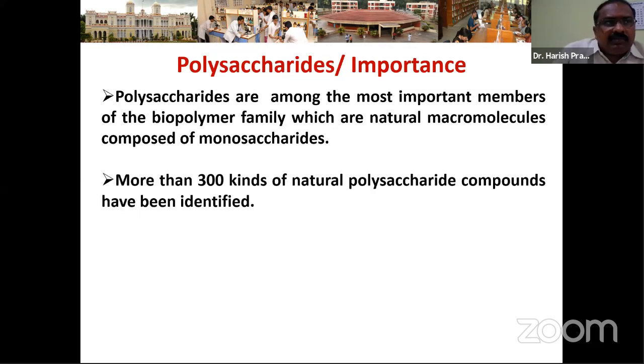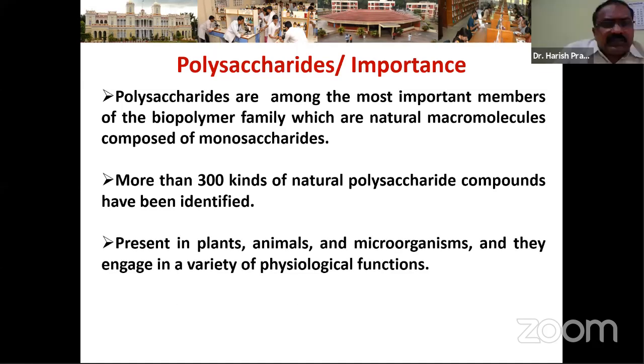There is a wide range of this sort of polysaccharide. Unlike protein, the sugar differences are so huge that any small change in functional groups or structure leads to different kinds of polysaccharide compounds. So till now, more than 300 have been identified, and it is still going on.